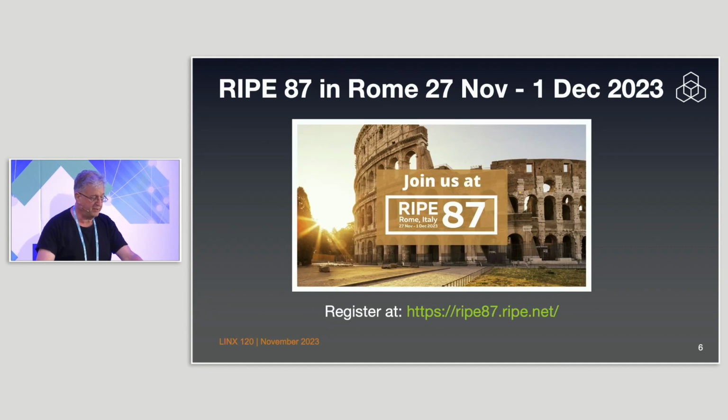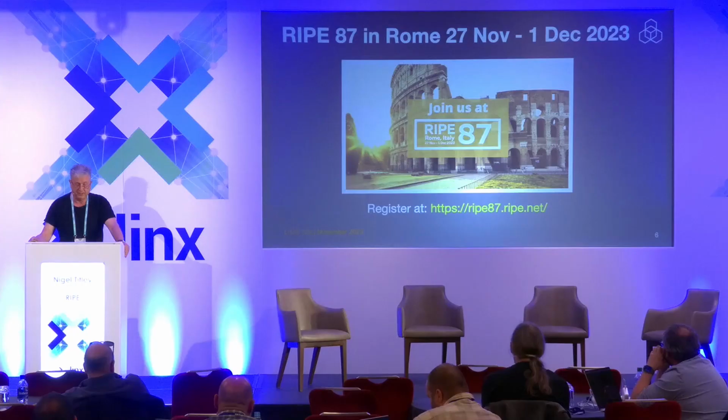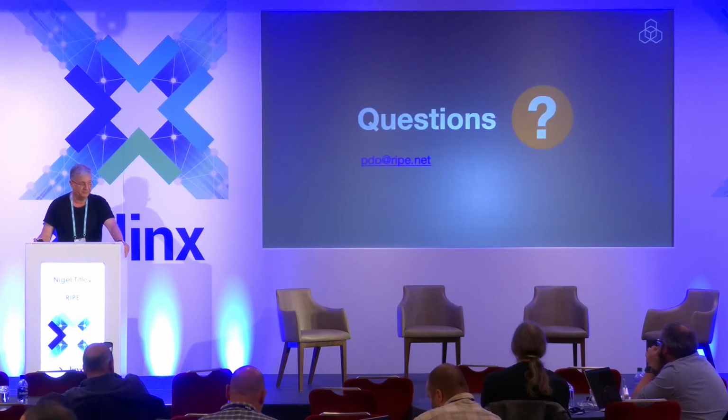And that's about it. RIPE 87 is in Rome, 27th of November to 1st of December. You won't see me there, but on the other hand, you will see a lot of other people there. It's also accessible online as well. Any questions?